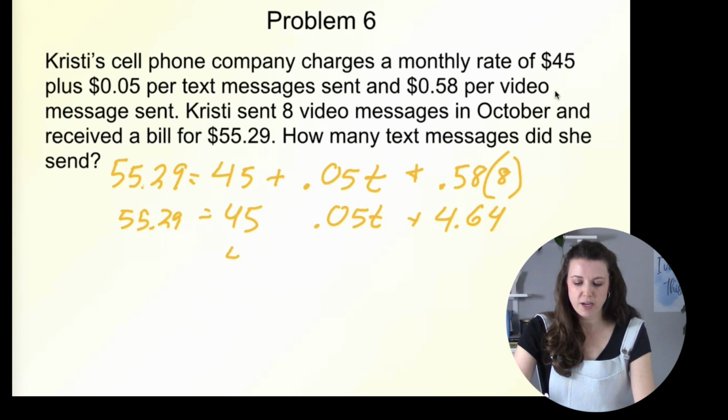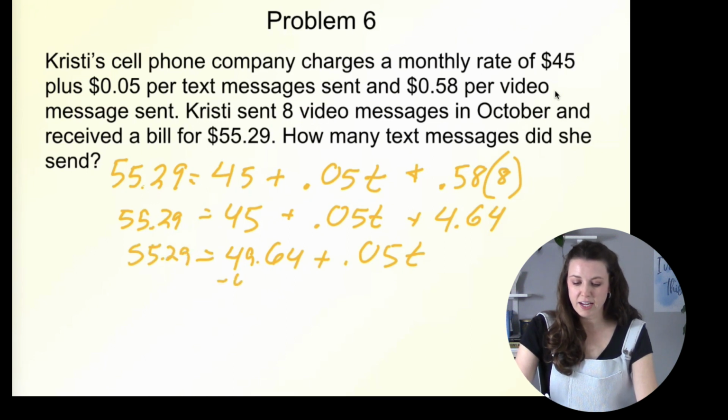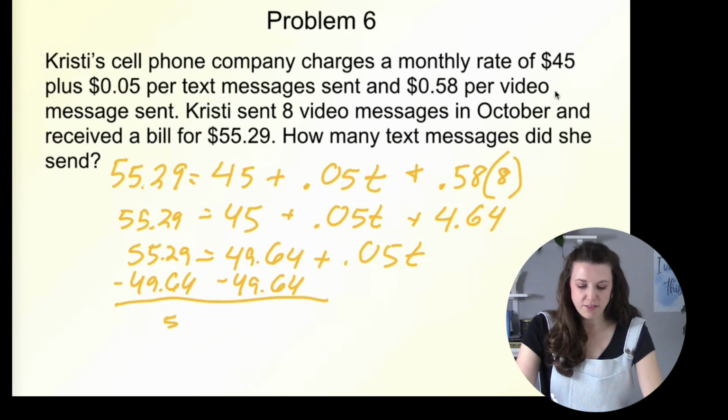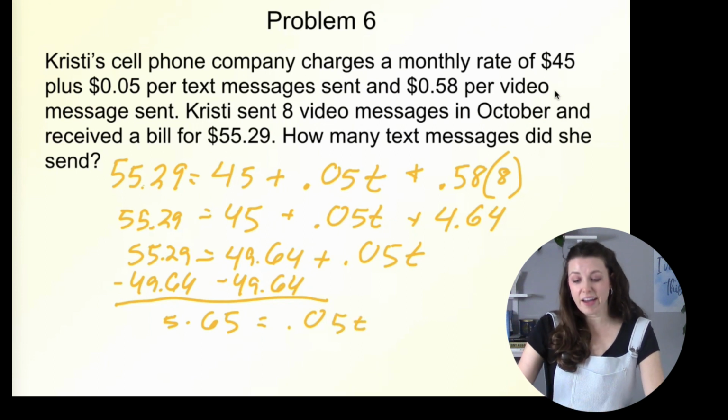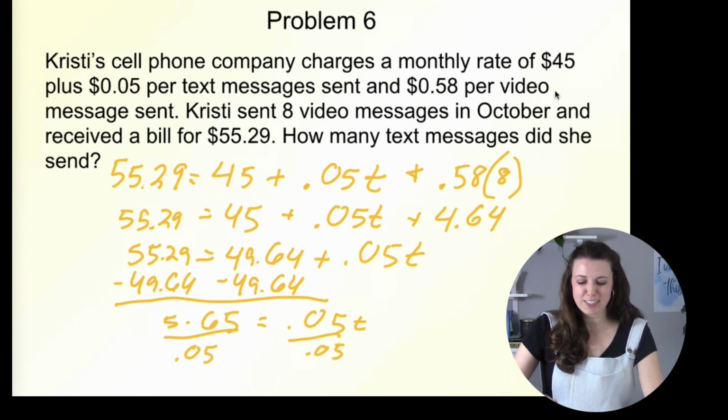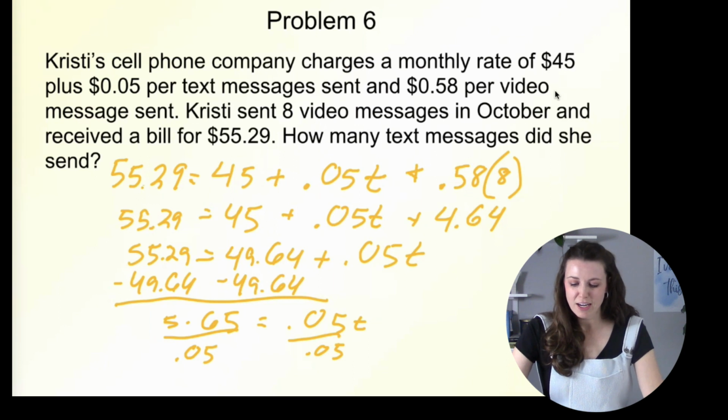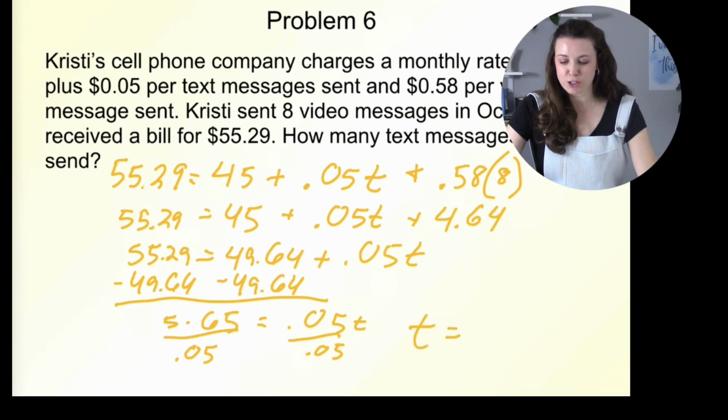$4.64 is $49.64 plus 0.05 T equals the 55.29. Subtract the 49 from both sides. $5.65 equals 0.05 T. Now I'm going to divide by the decimal. And when you divide by a decimal, it actually is going to turn it into a much larger whole number. So our T, the number of text messages Christy sent was 113 text messages.